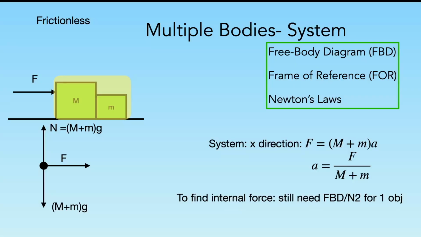And to do that, I still need the free body diagram and Newton's second law for one of the objects. The easy one is that little m. And remember how we did that in the last one? F12 equals little m times a, and we plug in that a there.